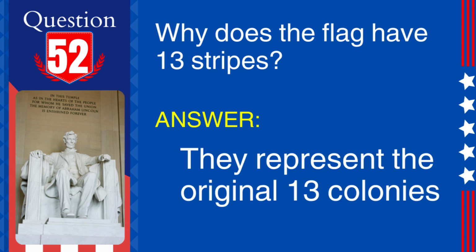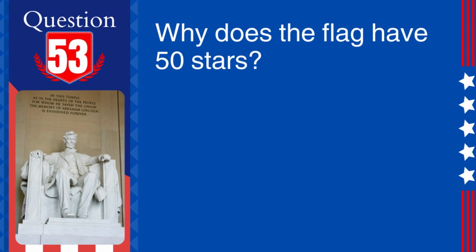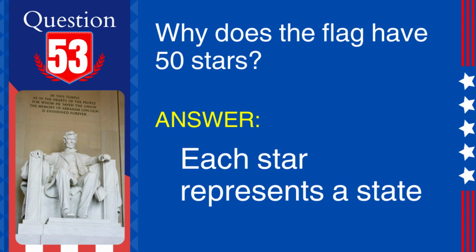Answer. They represent the original 13 colonies. Explanation. The 13 stripes on the U.S. flag symbolize the 13 original colonies that declared independence from Great Britain. 53. Question. Why does the flag have 50 stars? Answer. Each star represents a state. Explanation. There are 50 stars on the flag, each representing one of the 50 states in the Union.